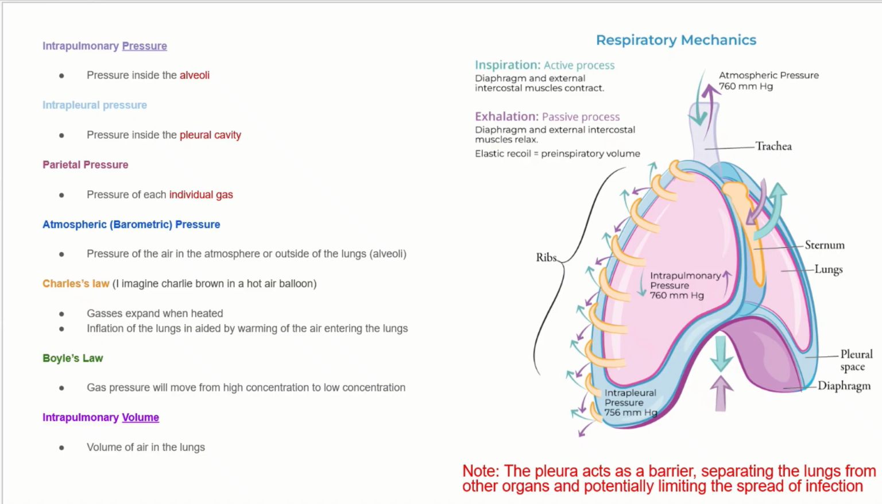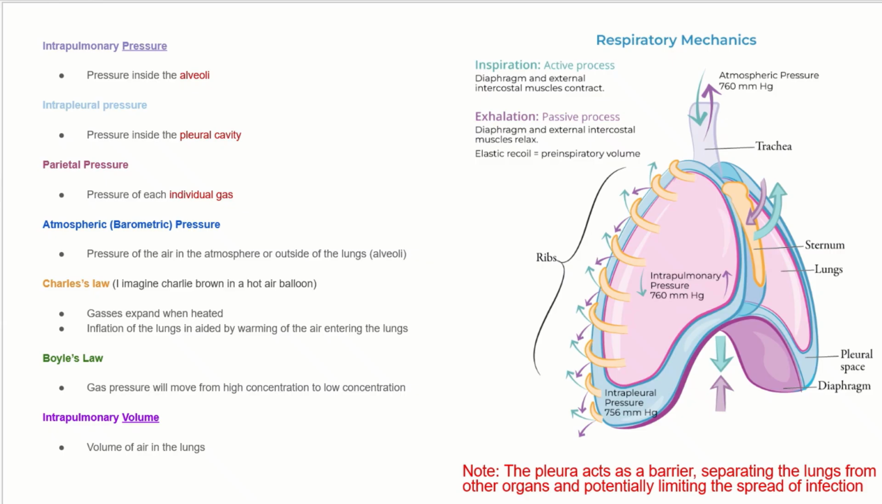Starting off here with some basic vocab words. I initially looked for an image that talks about the respiratory mechanisms, and then had a key table on the side that I could look back onto and get the information. So I have the intrapulmonary pressure, intrapleural pressure, parietal pressure, atmospheric or barometric pressure, Charles' law, Boyle's law, and then intrapulmonary volume. I have all those on the side and just use it to describe it.